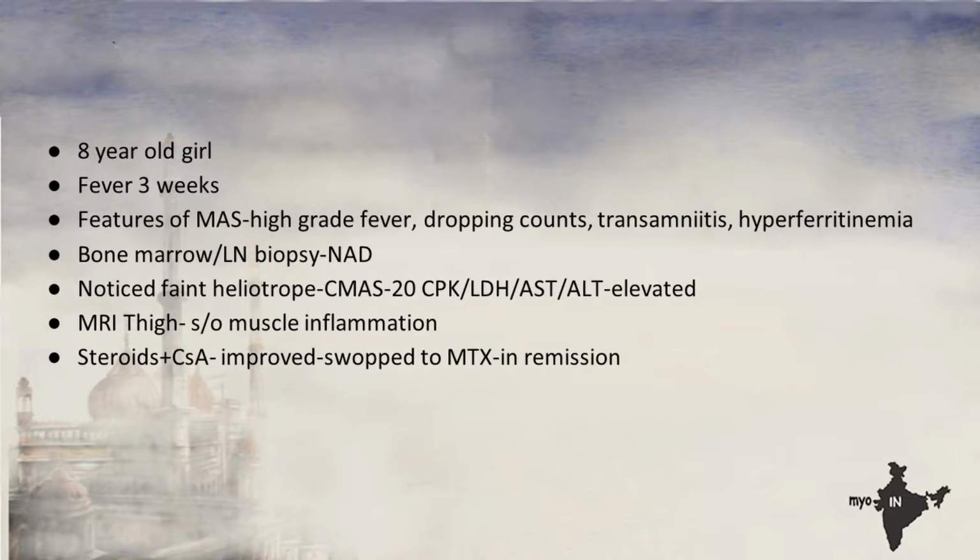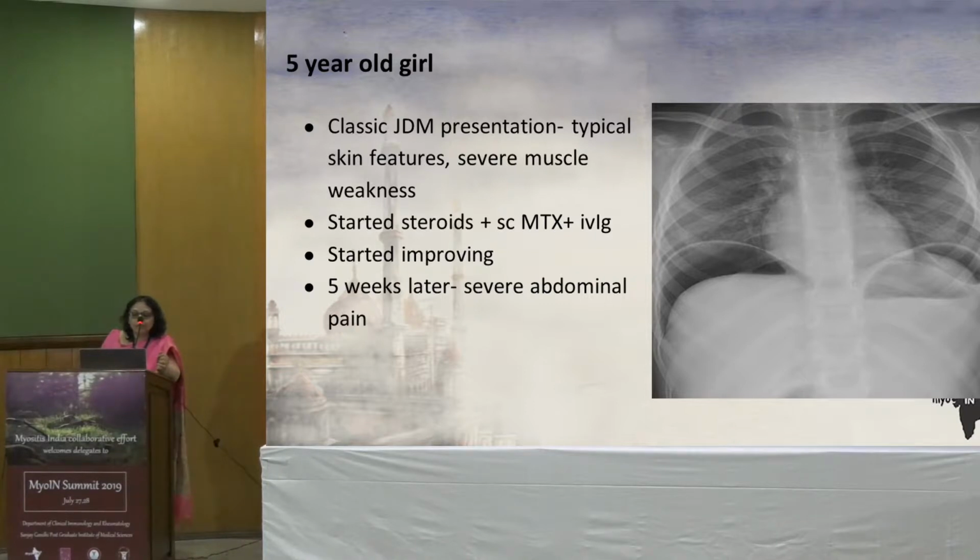Another 8-year-old child presented with fever of 3 weeks and macrophage activation syndrome. In the process of evaluation, we noticed that she had a faint heliotrope rash, which gave us the clue to going ahead and checking her enzymes and making a diagnosis. And this was a child in whom, because of the clinical presentation, we used steroids and cyclosporin A initially before we moved her to methotrexate.